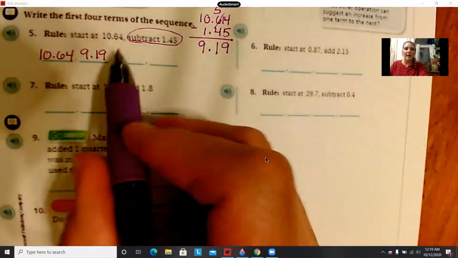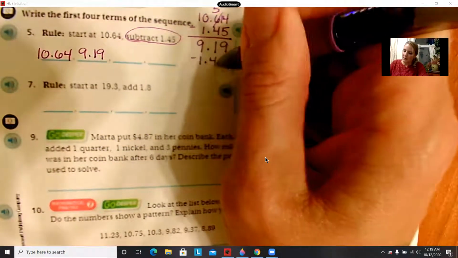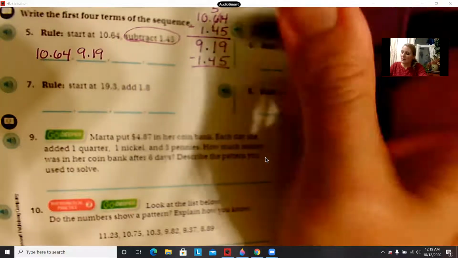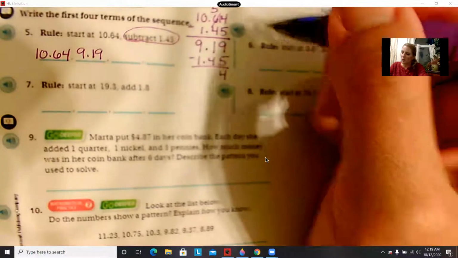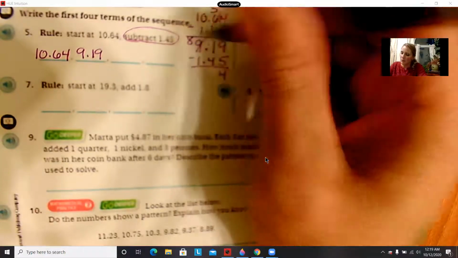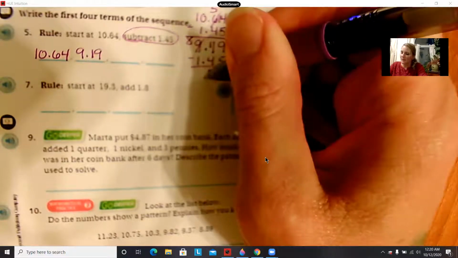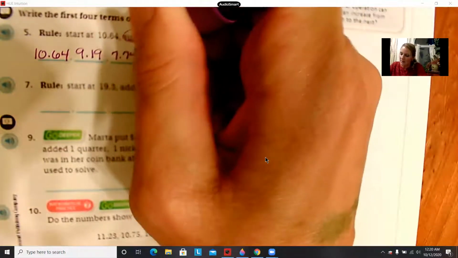Okay, now I have to apply that rule again. Subtract 1 and 45 hundredths from that term. Nice and neat, line up those decimals so your tenths are lined up, your hundredths are lined up. Alrighty, kiddos, 9 minus 5. We've got 4, and I can't take 1 minus 4, so I go next door. Hey, 9, can I borrow from you? Sure. 11 minus 4, 7, and 8 minus 1 is 7 as well. So my third term in this sequence is 7 and 74 hundredths.